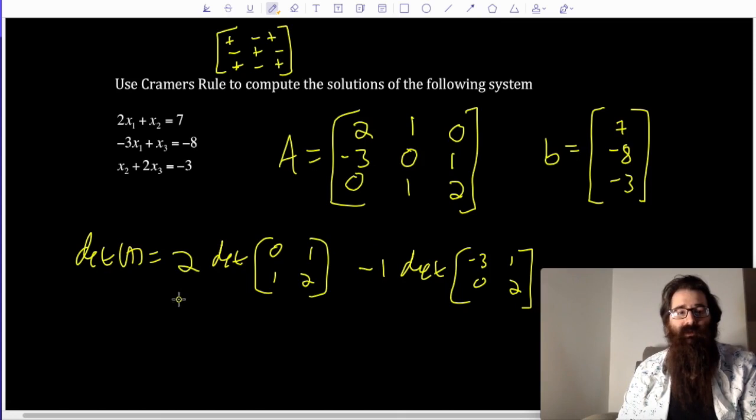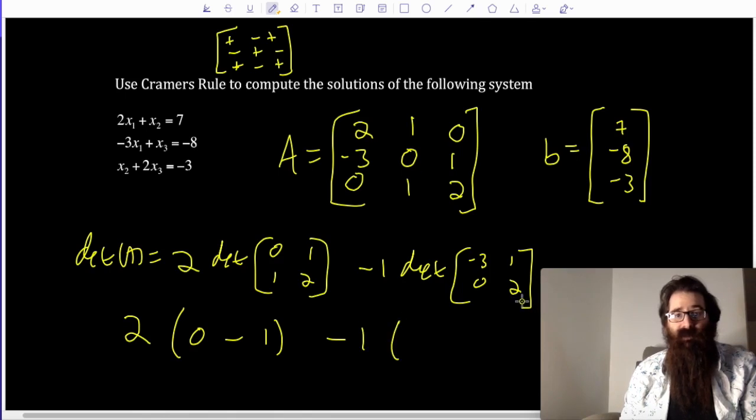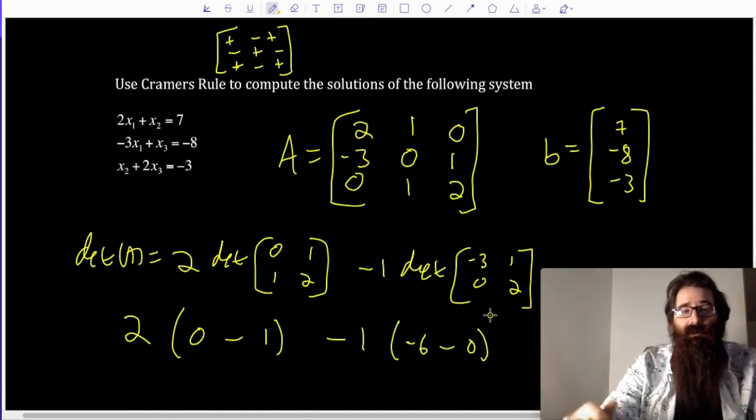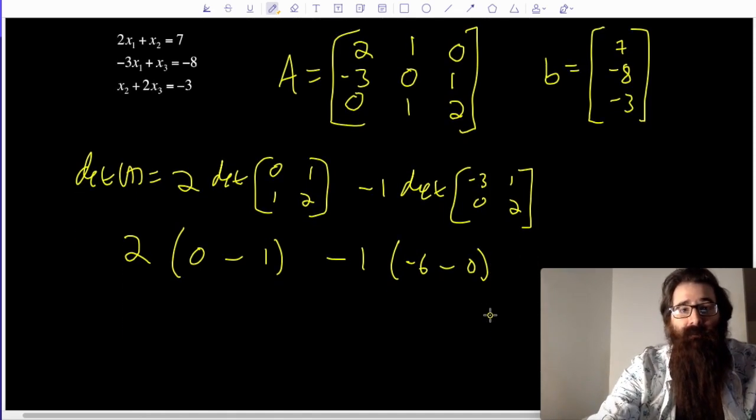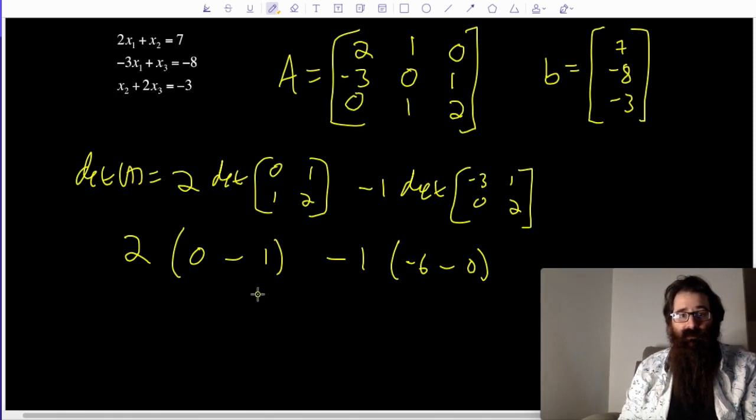And let's go through the 2 by 2 determinants now, because we can compute this. So we have 2 times, here the 2 by 2 determinant, 0 times 2 is 0, minus 1 times 1 is 1, and then minus 1 times, we have negative 3 times 2 is negative 6, minus 1 times 0 is 0, and I can go ahead and compute this determinant through. So 2 times negative 1 is negative 2, and then I get minus negative 6 is plus 6, so this is going to give me 4 for the determinant of A.